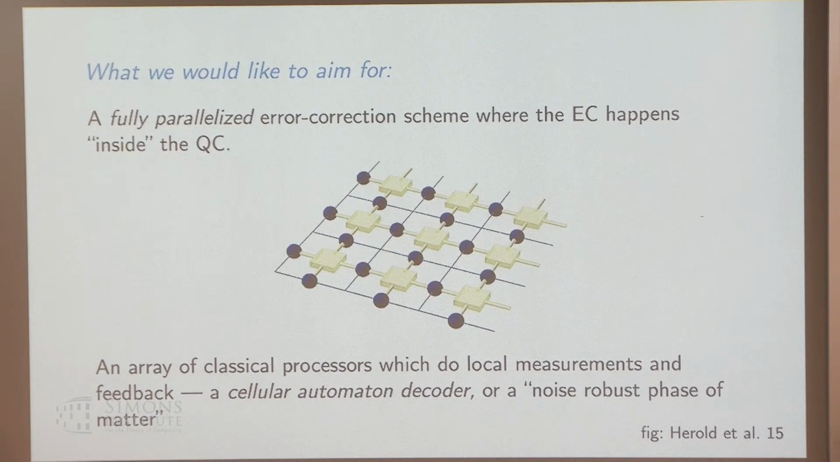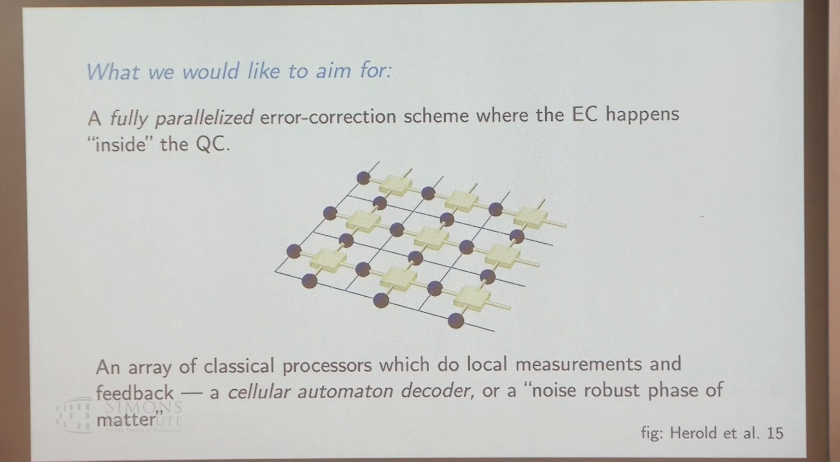So this is schematically what we're going to be aiming to construct. We have our qubits in a grid, and each of these boxes here represents a sort of local classical data processing device. What each one of these does is measure the syndromes in its vicinity, take the results of those measurements and do something with them, and then locally apply feedback based on the results of those measurements.